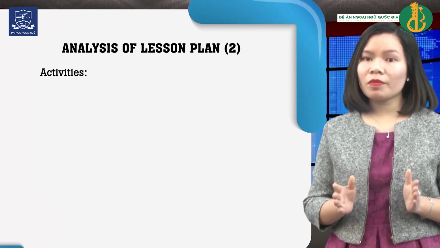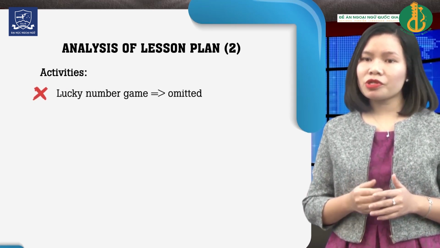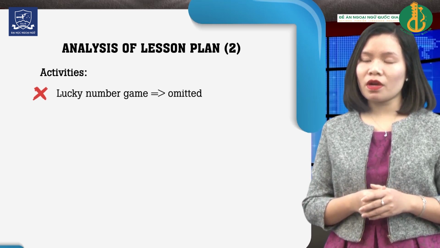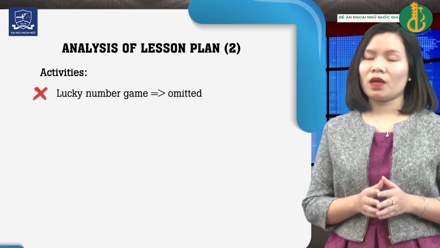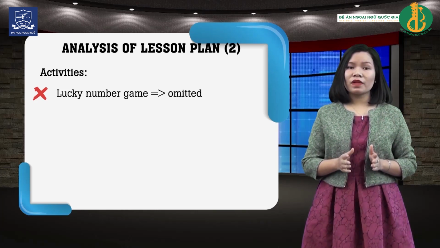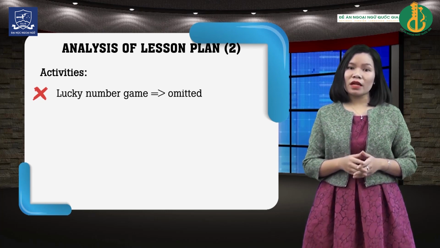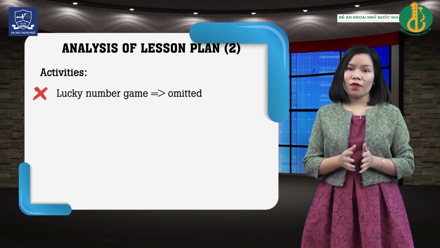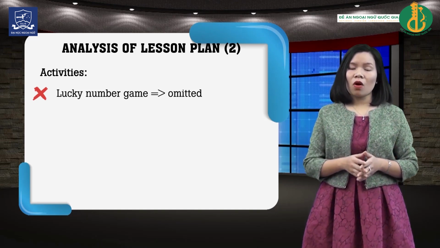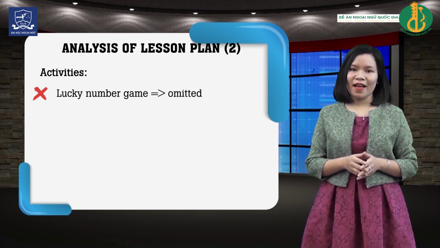Let's look at the time-consuming lead-in lucky number game. The questions about school system in Vietnam are not very closely related to the topic. As you can see, brief elicitation questions related to the pictures in the textbook are relevant enough to set the mood and set the scenes for the students. Therefore, this game can be omitted to save time and to ensure the focus of the lesson.